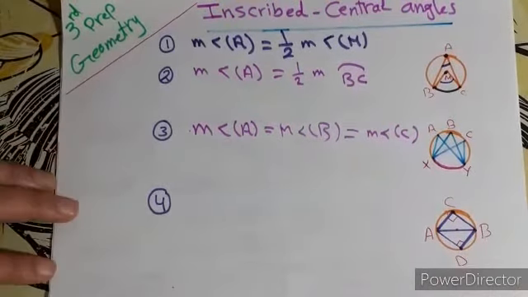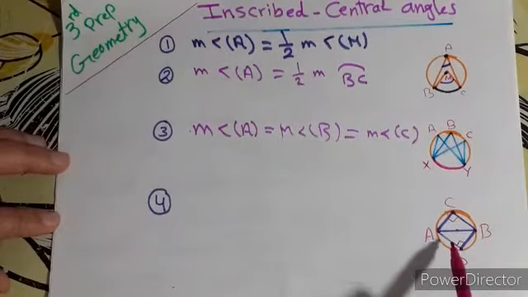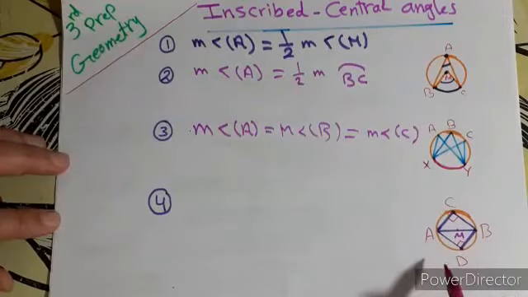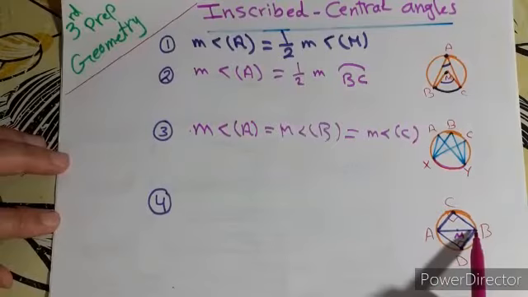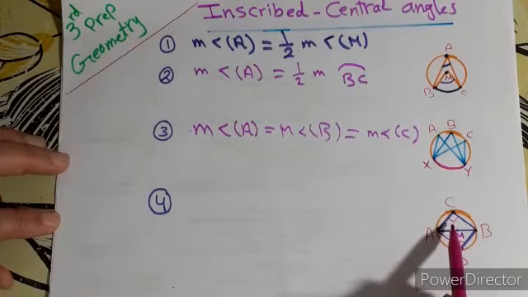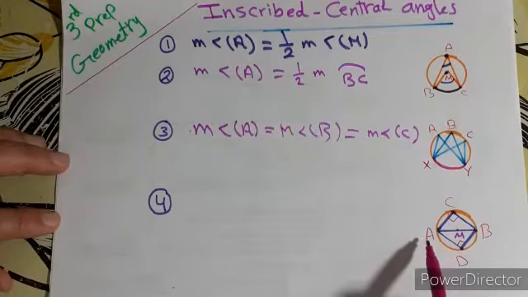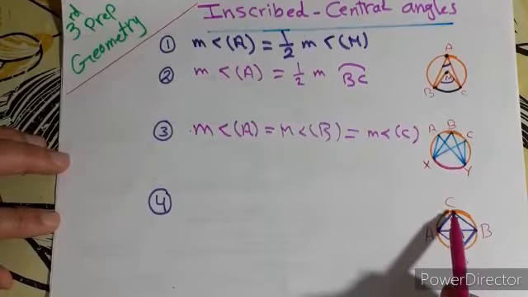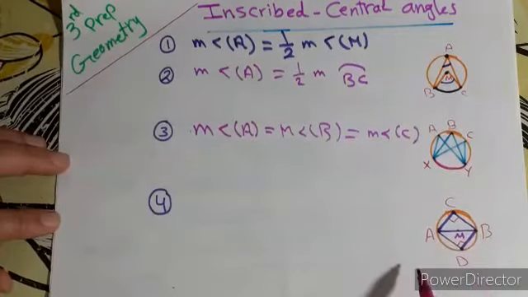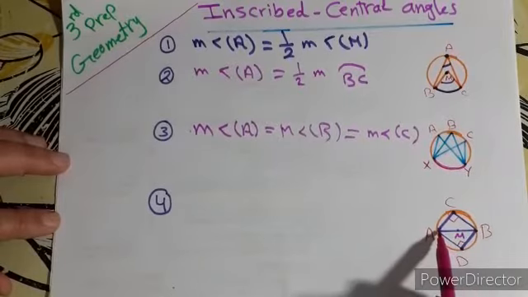Let's go to the last point in this lesson. Now, in this circle M, if AB is a diameter in the circle M, then angle ACB is an inscribed angle, and angle ADB is also an inscribed angle. Each of them is an inscribed angle drawn on a semicircle, or drawn on the diameter AB.